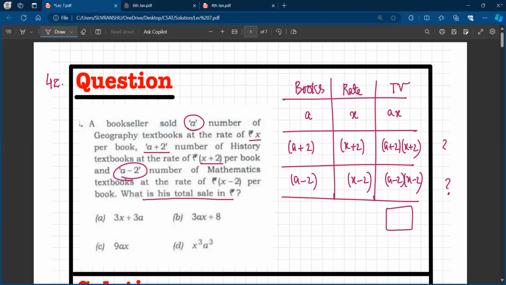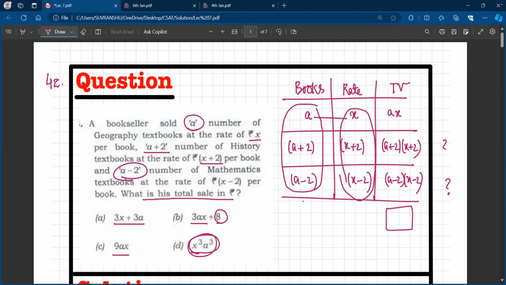So I will tell you a trick here, how to use that trick. Now, please see this. First of all, go through the options. The options say 3x plus 3a, 3ax plus some constant, 9ax, x cube into a cube. Just understand, if you know basic algebra, here you have all constants, you don't have a variable. Here you have a variable of x, here you have a variable of a. If they are multiplied, do you think that you will get a term x cube? Anywhere do you think that you will get a term x cube?